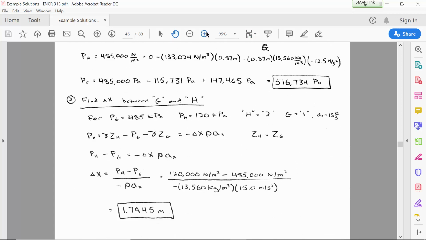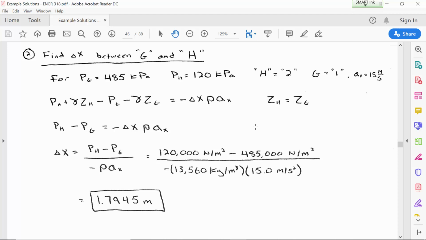All right, so let me bring up those calculations. We expand out Euler's equation and substitute h for 2, g for 1, because h is the point that's further to the right, and g is the point that's to the left, so it has less x. We're working in the x direction here. So it should be 1.79 meters. Any questions there?